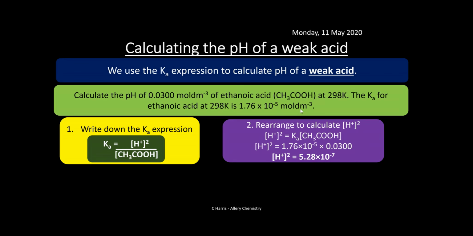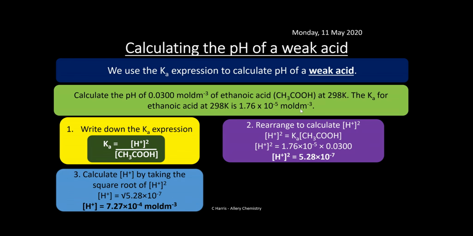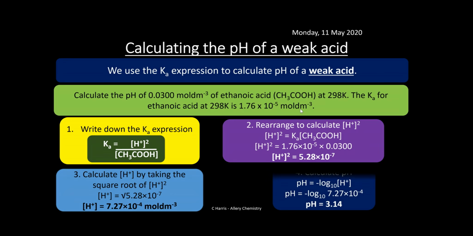So don't stop at that point. Keep going, because we need to work out the concentration of H plus. Don't forget that. So here's the calculation for doing the H plus. We take the square root of that value, and that gets us a concentration of H plus of 7.27 times 10 to the minus 4 moles per dm cubed. Nice and straightforward, as you can see.